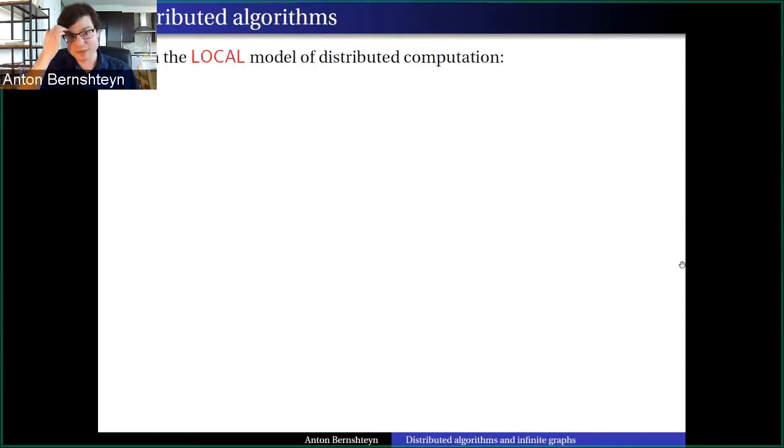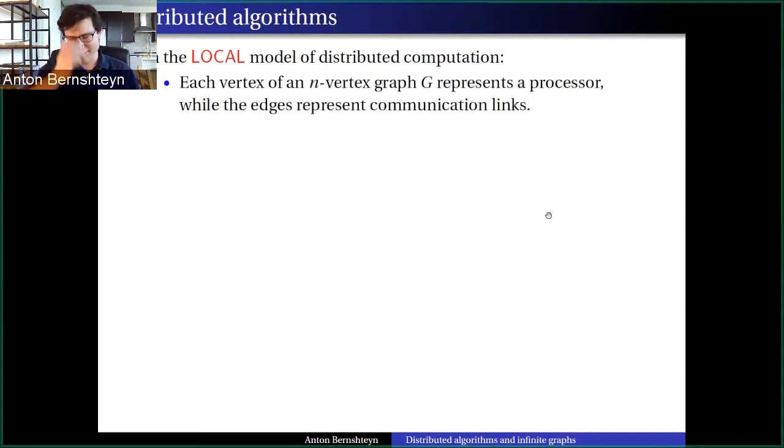Okay, so to be a bit more formal, we are working with what is called the LOCAL model of distributed computation, and it's always stylized like this in all capitals. I'm not entirely sure why. It's not an acronym. I guess you have to say it very loudly when you read it. Here's the model. We're working on an n-vertex graph G, undirected and simple, and we think of each vertex as representing a processor or an entity of some sort, with edges representing communication links between them.